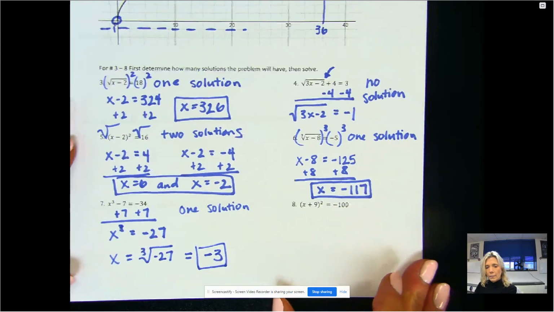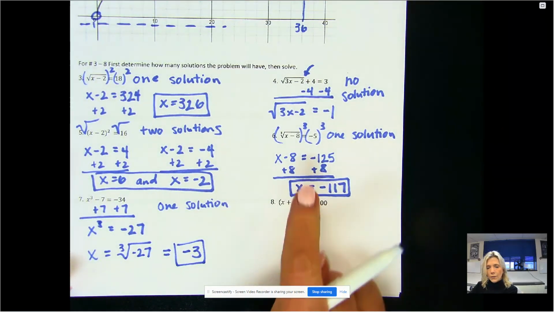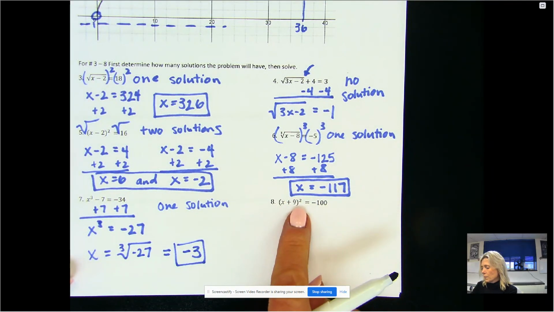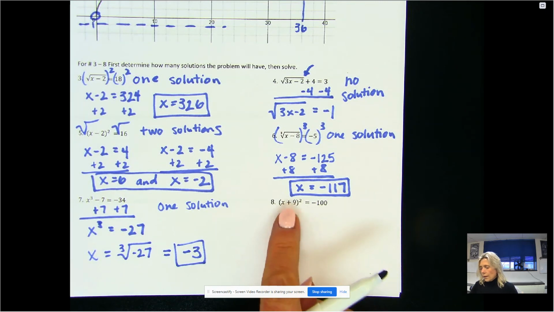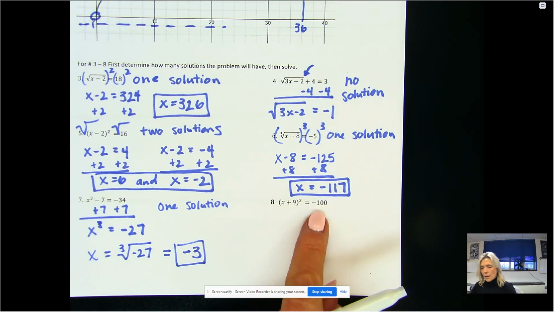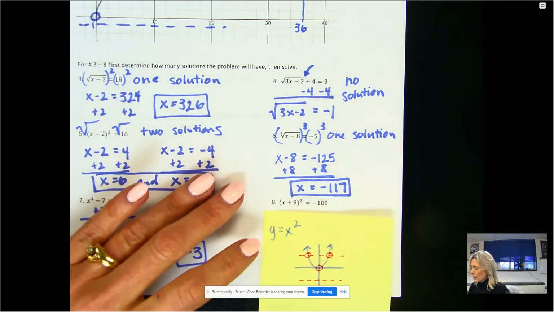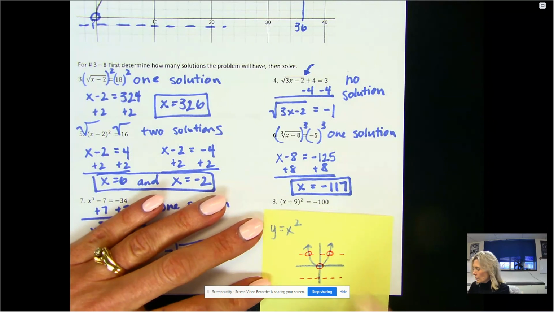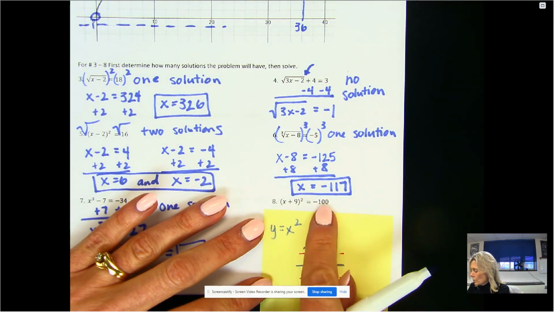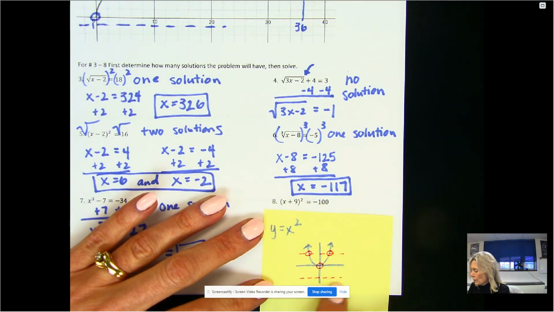All right, finally, number 8. We've got the quantity x plus 9 being squared. And so for x squared equations, if we've got something squared equal to a negative, that means it's down here. So there's actually no solution.